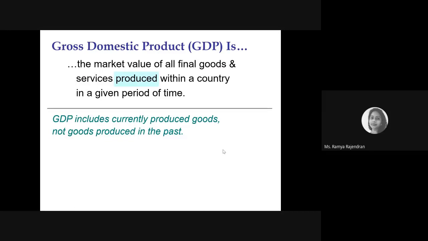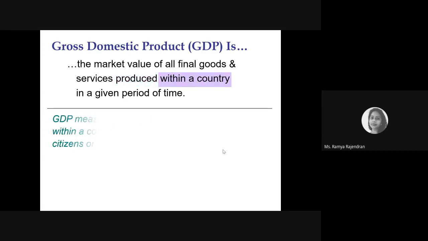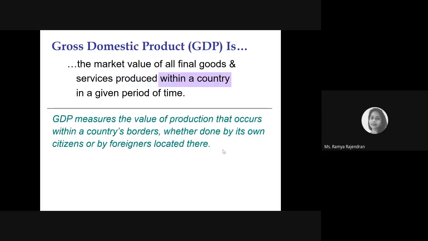Next one is production. Okay, we are taking care of only the products which are produced in the present, not the past. Usually, the GDP is calculated every quarter, so it's 4 times a year. So a quarter is 3 months. So this accounts for only 3 months.